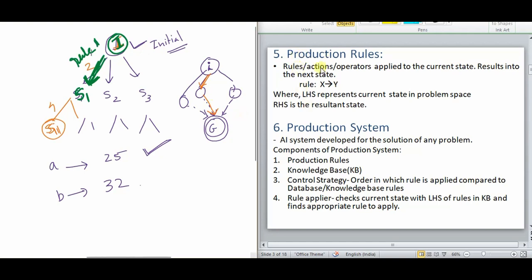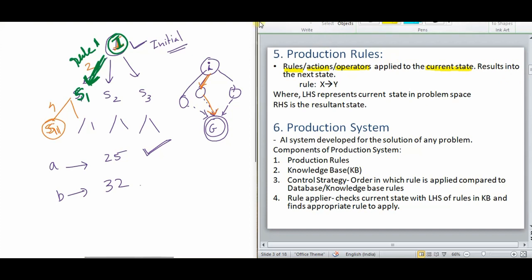So rules, actions or operators applied to the current state are called production rules. So what are production rules? Production rules are nothing but the rules, actions or operators that are applied to the current state that result in the next state.